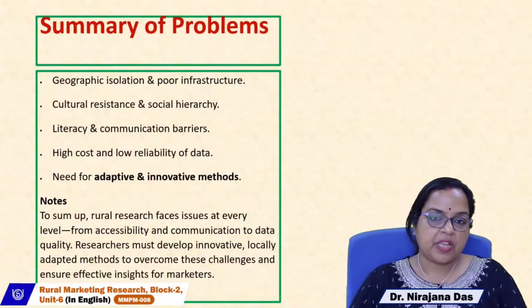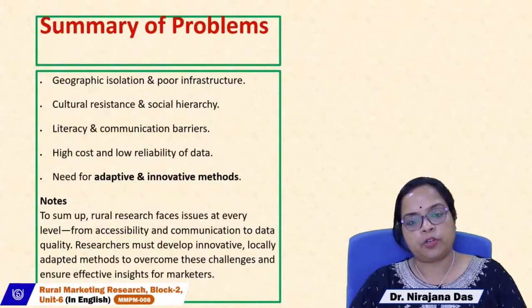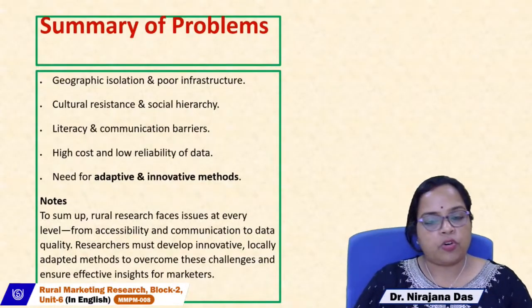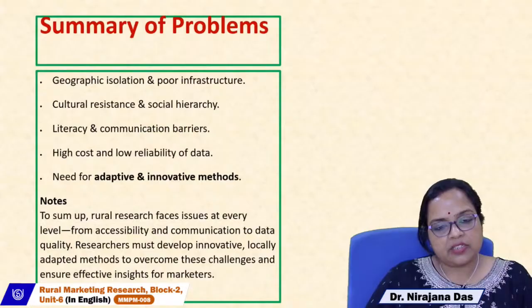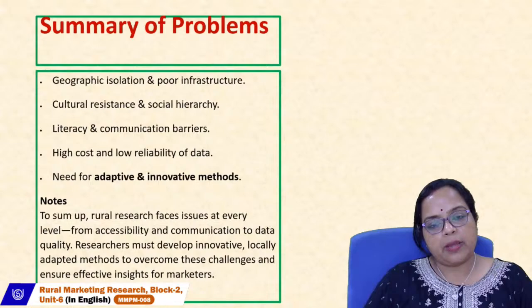People are scattered. That is the first challenge of conducting market research. There is also strong cultural resistance. If the product does not link to or adapt to their culture, they will not buy it. They also obey their social hierarchy. Literacy rate and communication barriers are clearly visible, because they are not informed about the product and do not have the understanding to accept a new product. And there are high cost and low reliability of data.